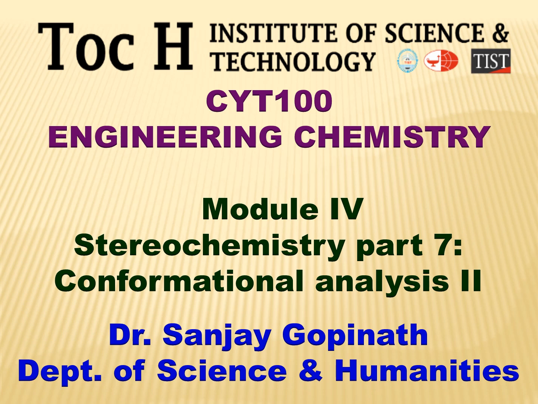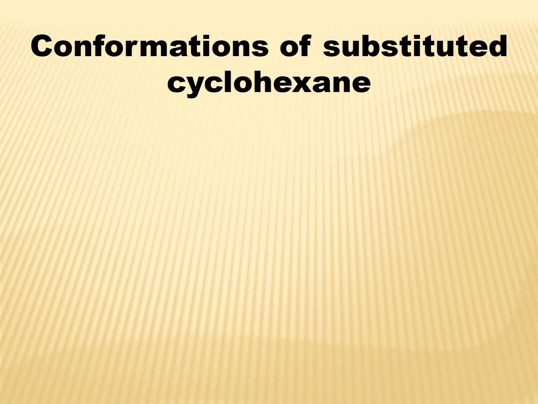Welcome to the last part of Module 4 Stereochemistry, that is Conformational Analysis 2. Now we move on to the conformations of substituted cyclohexane. A substituted cyclohexane means the hydrogens are replaced by some other groups. So let us see what substituted cyclohexanes are.